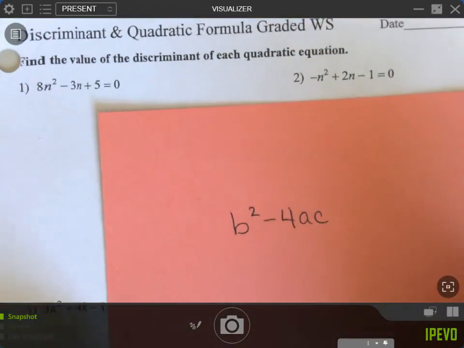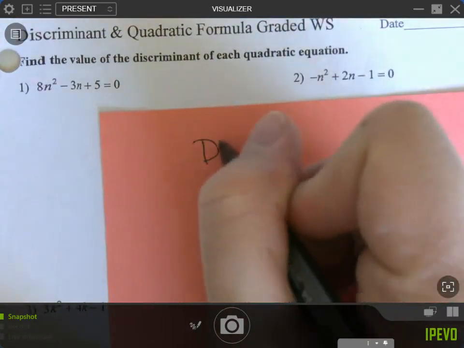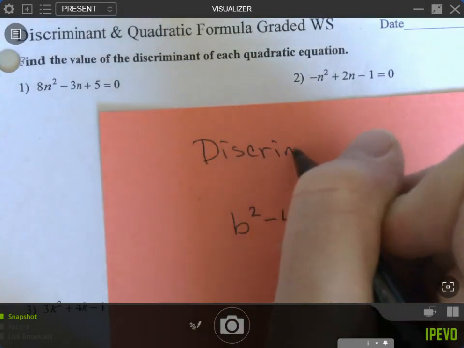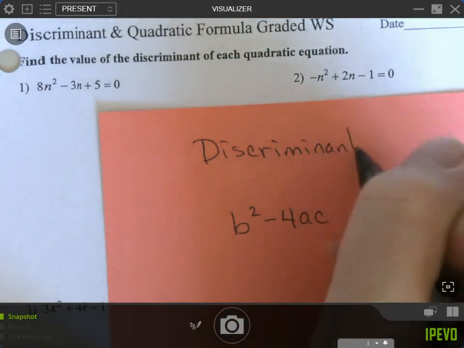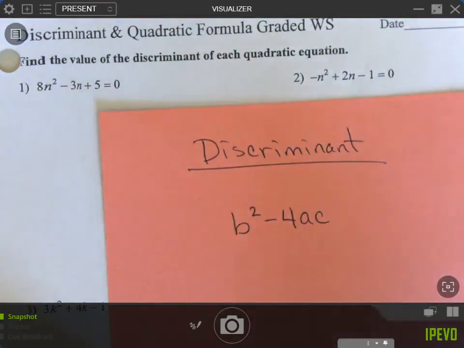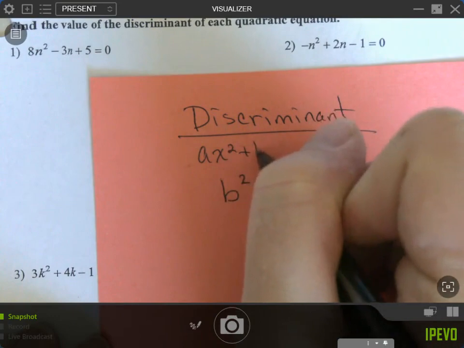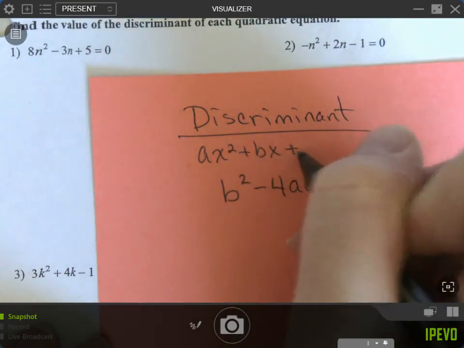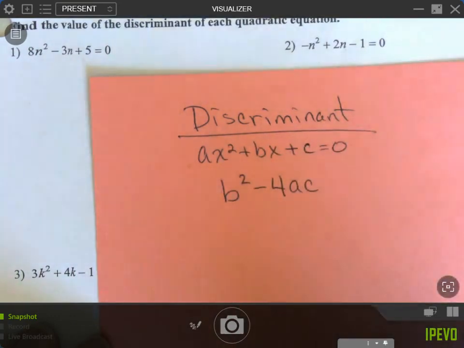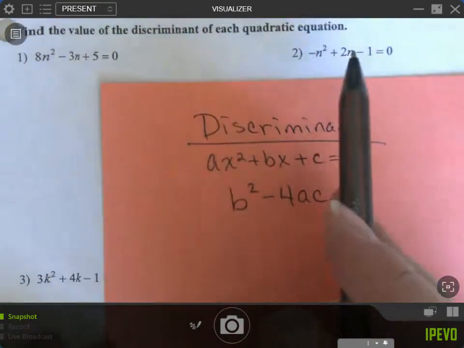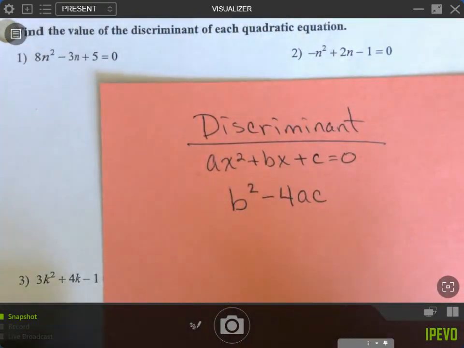Okay. Now, whenever you do this for your discriminant, everyone has this on their sheet because we walked around yesterday. If not, you weren't here, you need to get it. But before you can do your discriminant, you need to have it set equal to what? The ax squared plus bx plus c needs to be equal to 0. So if you look at the first two, they're both set equal to 0. I'm good with that. Got it?